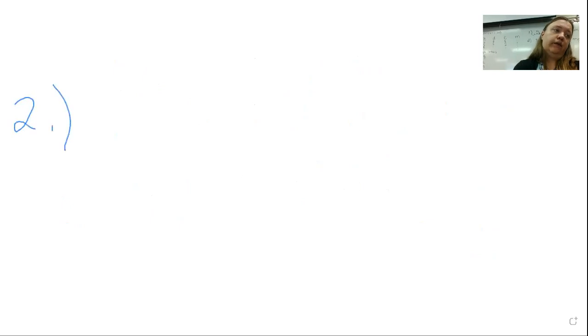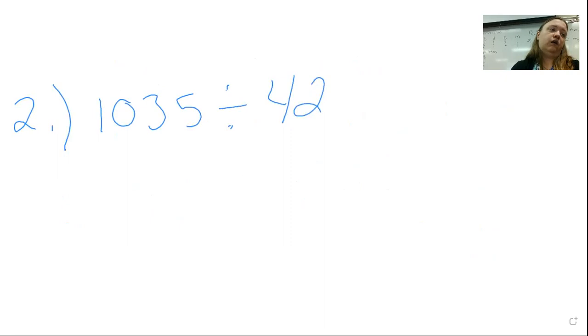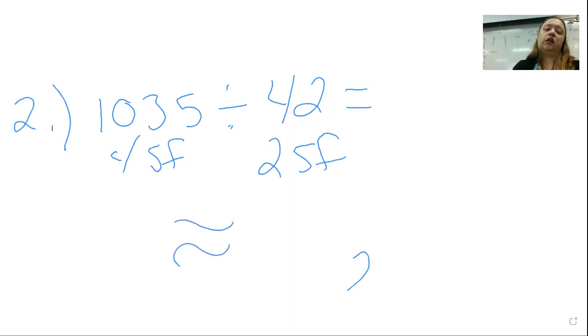2. We are dividing, which is the same instruction, same rule as multiplication. So number 2, we have 1035 divided by 42. So let me walk you through this. 1035 has 4 significant figures. 42 has 2 significant figures. So we need a rounded answer with 2 significant figures.